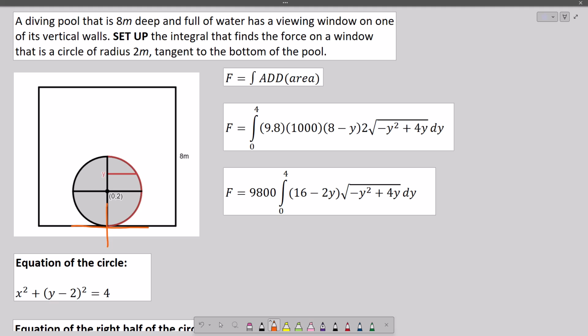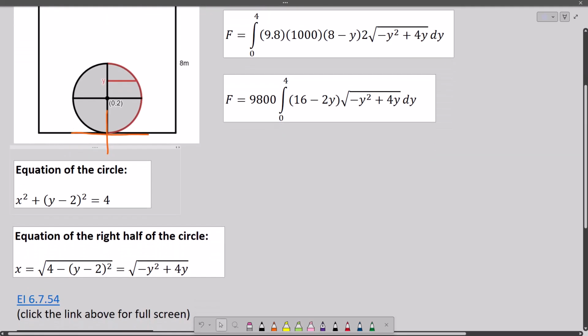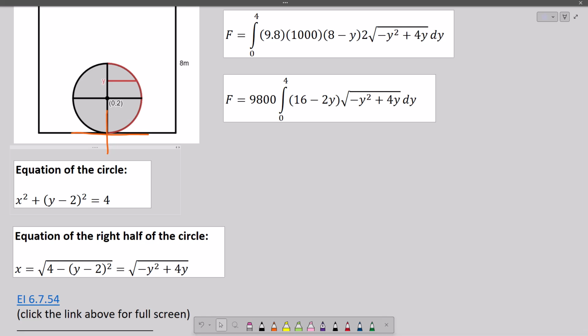So let's focus on that for a minute, on the equation of the circle. So the equation of a circle at the origin is x squared plus y squared equals r squared. But if it's shifted, it's not shifted in the x direction. It's x minus 0 squared. So x minus 0 squared. The y part is y minus 2. So this is shifted up 2 units. And then the radius is 2, so squared radius on the right.